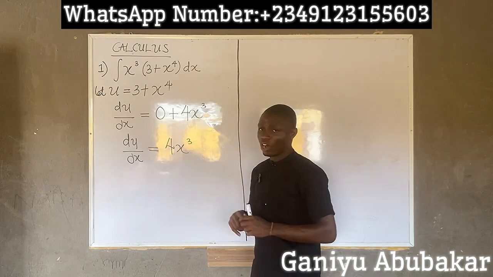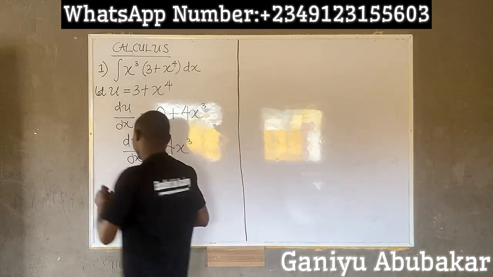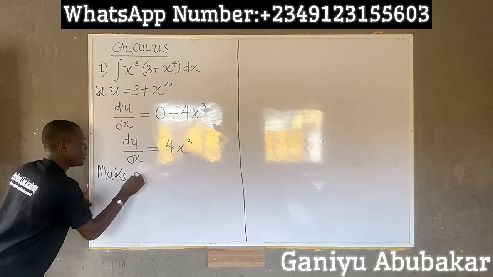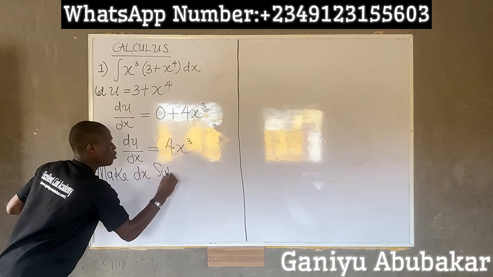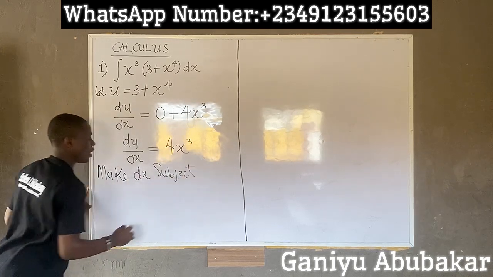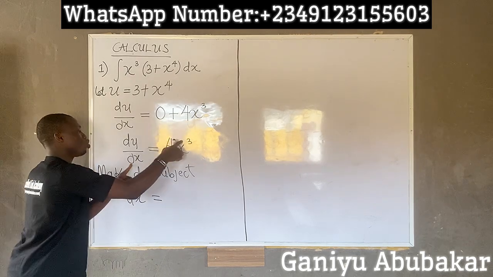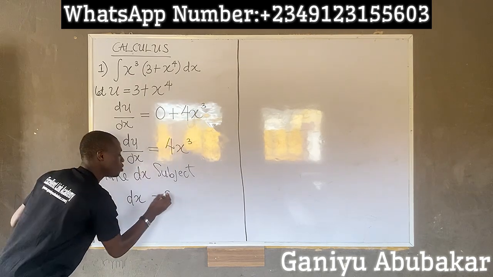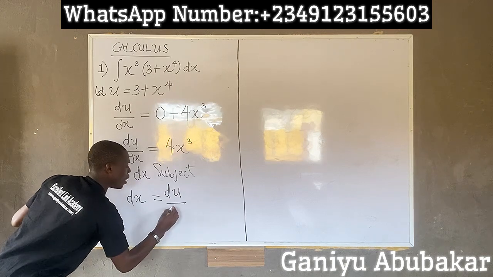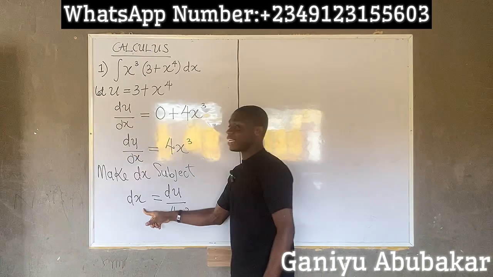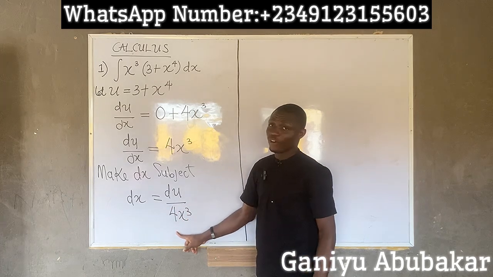At this junction, I'll now make the x subject. So make the x subject of the formula. I'll have that dx is equal to, just swap it, du over 4x cubed. On making dx the subject, I have du over 4x cubed.